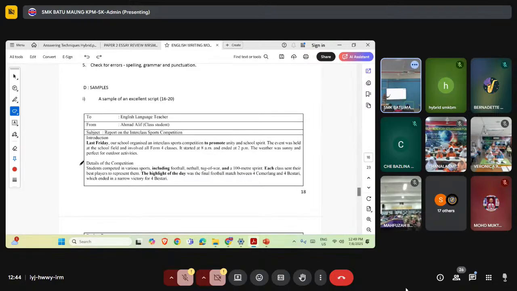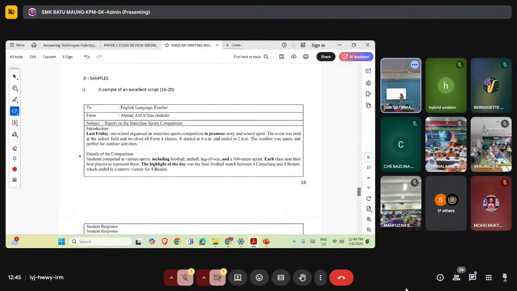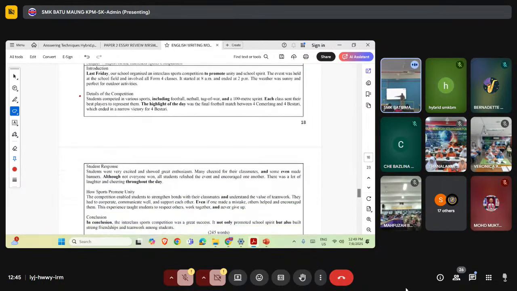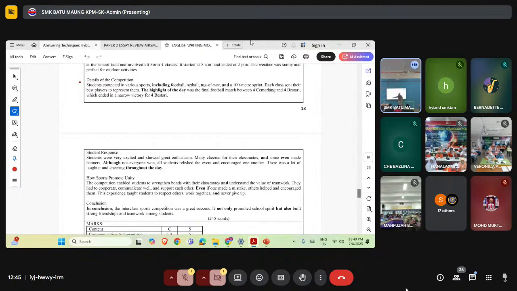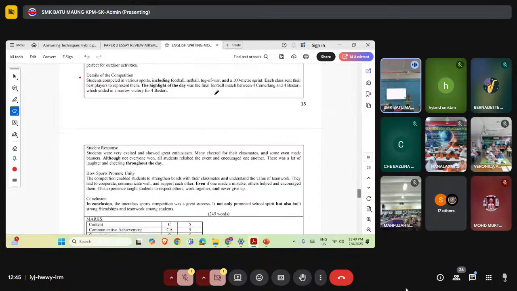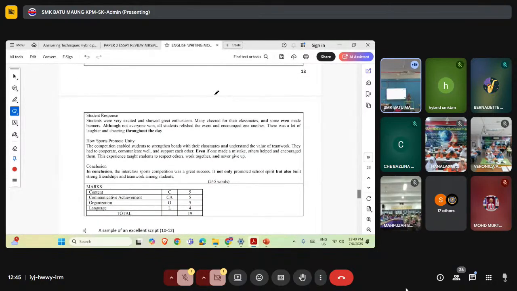Start with introduction. Okay? And then followed by this is referring to the prompts, content, C1, C2, C3, C4. Okay? Details of the competition, student response, how sports promote unity, and conclusion. Okay? If you write it this way, definitely you can score 4 to 5 for CA. I'm talking about CA. Okay? Which is the format, the layout of a report.